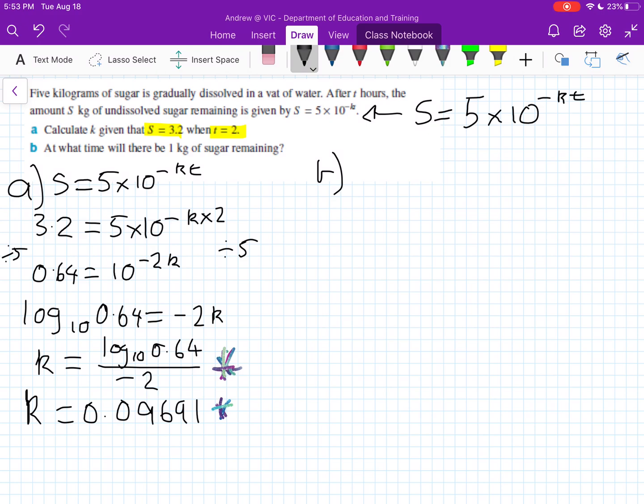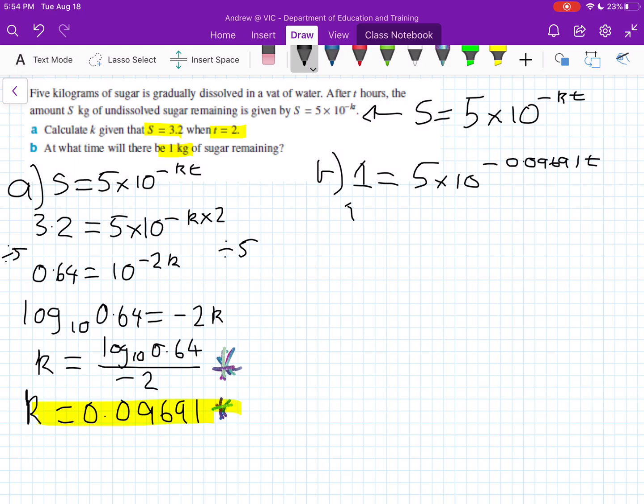So with B, we need to find at what time 1 kilo of sugar will be remaining. We've got our value for k now, so we need to figure out a value for time when there's only 1 kilo of sugar left. So we have 1 is equal to 5 times 10 to the negative 0.09691 t. Yet again, we can work it out just like this. You can use the change of base theory as well to work it out with logarithms. You can put this as solve in your calculator as well, and it'll come out with an answer. But I'll show you a few steps where you can break it down further if you need to.